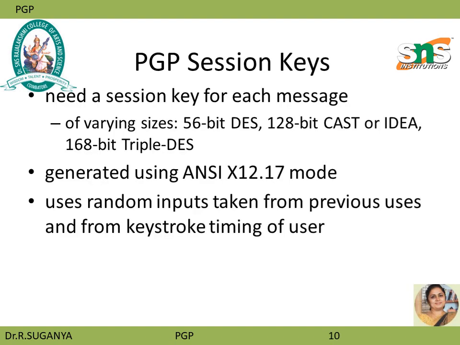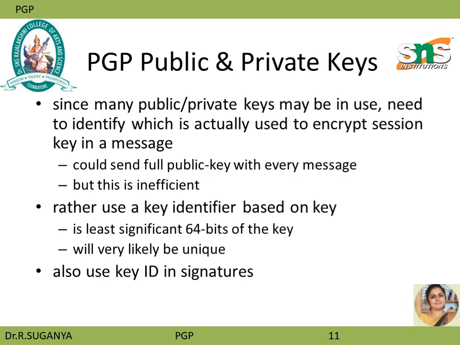Next is PGP session keys. It needs a session key for each message, of varying sizes like 56-bit, 128-bit and 168 bits. So 128-bit means IDEA, 56-bit means DES, and 168-bit means triple DES. It is generated using ANSI X9.17 mode. It uses random inputs taken from previous usage and from the keystroke timing of the user.